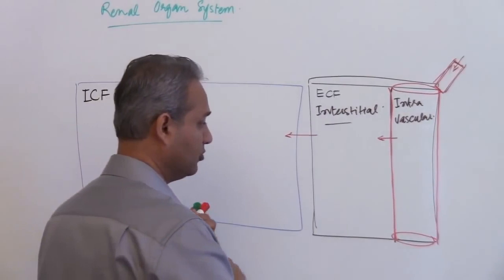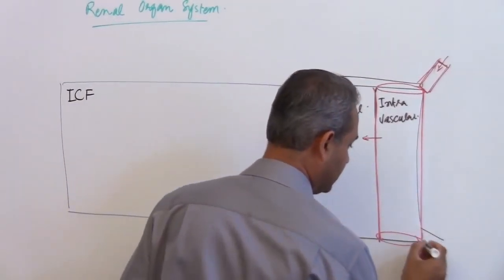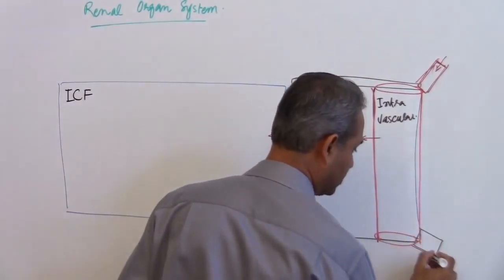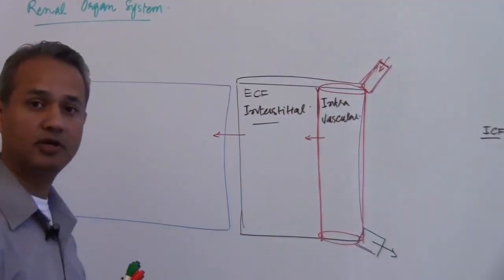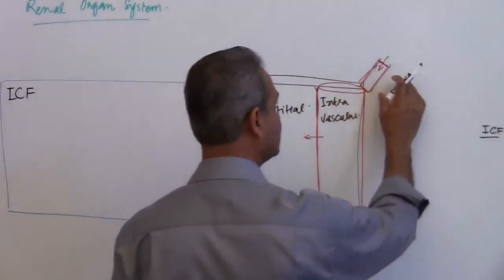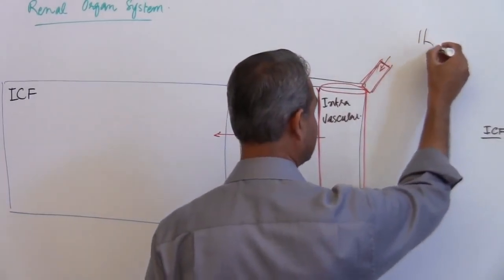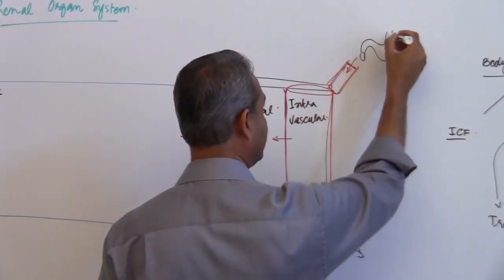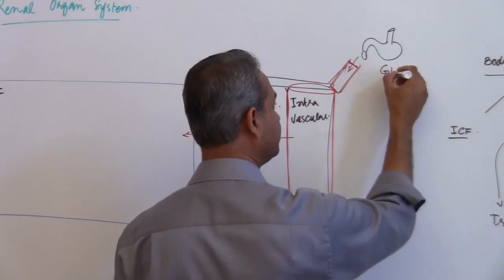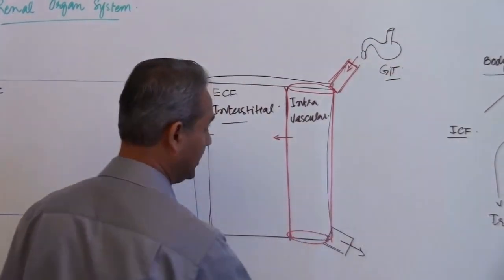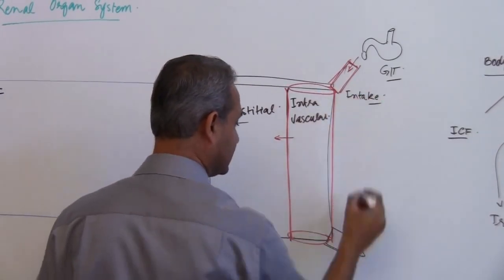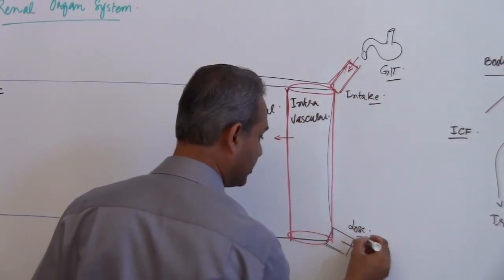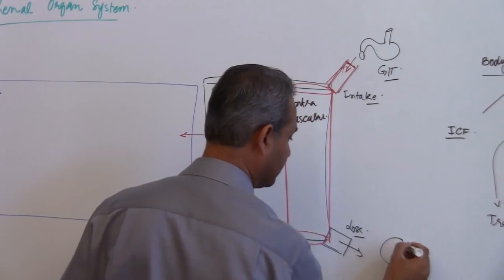So the water removal is also going to work through the intravascular system. Of course there are organ systems attached here. For example, for the intake of water, we have the GIT. Similarly for the exit, so let's say this is the intake, similarly for the water loss we would have some organ system. I think you are aware of the kidney.